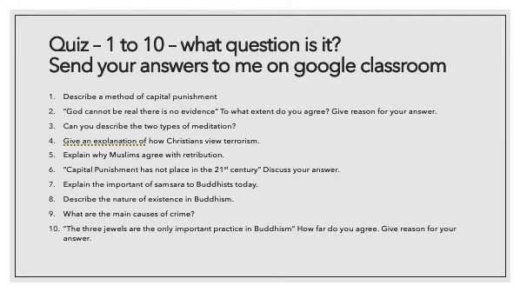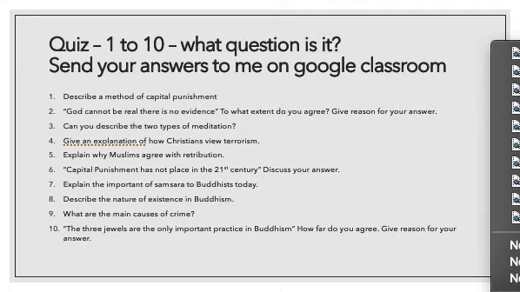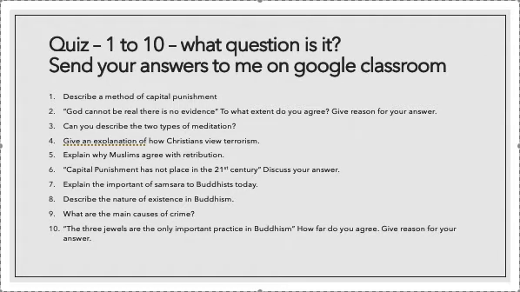Discuss your answers. Explain the importance of samsara to Buddhists today. Describe the nature of existence in Buddhism. What are the main causes of crime? And the 3 jewels are the only important practice in Buddhism. How far do you agree, and give reason for your answer?